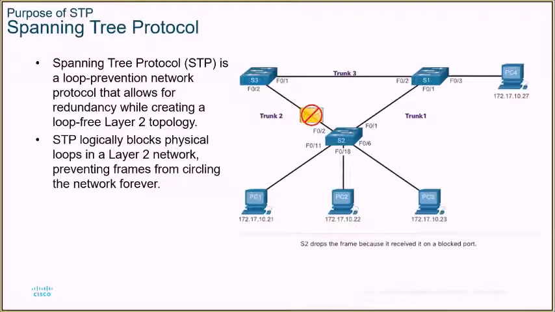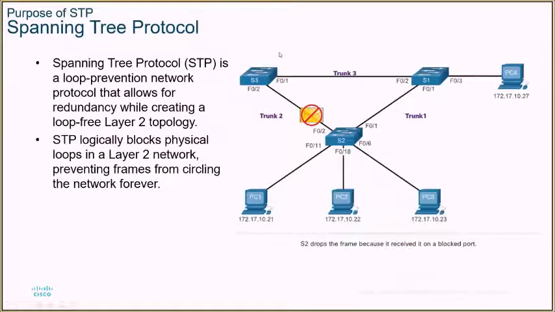Okay, so Spanning Tree Protocol is a loop prevention network protocol that allows for redundancy while creating a loop-free Layer 2 topology. STP logically blocks physical loops in a Layer 2 network, preventing frames from circulating the network forever. So the whole thing about it circulating forever: there's a TTL field in Layer 3, but there is no such animal in Layer 2, and so the packets will just keep going and going. And especially when you have broadcasts in the mix, it really makes it worse.